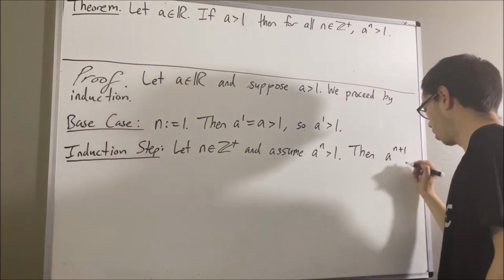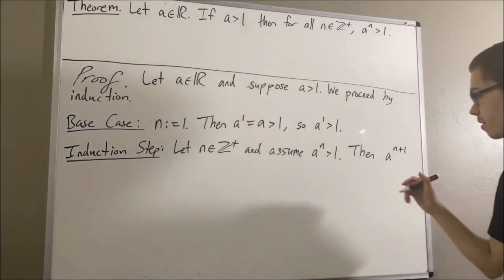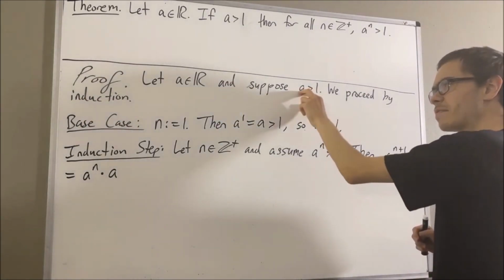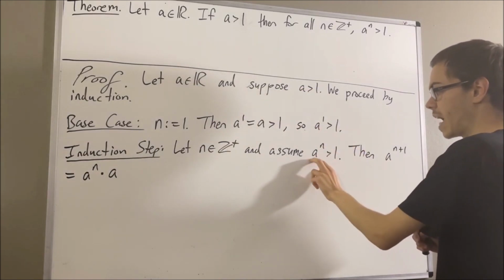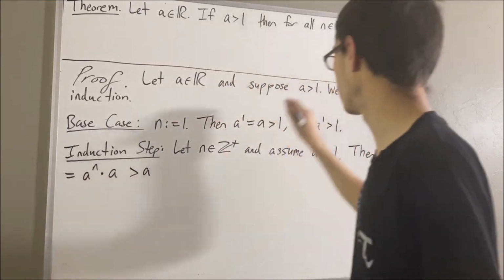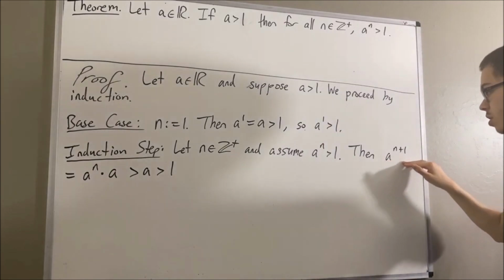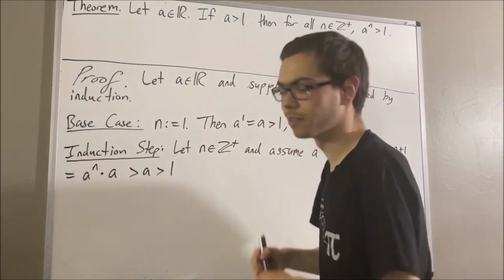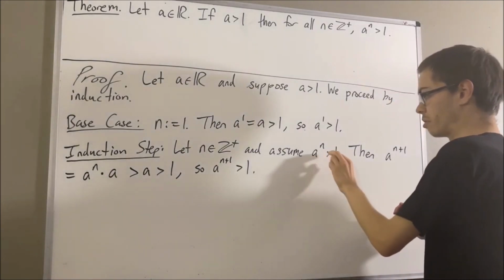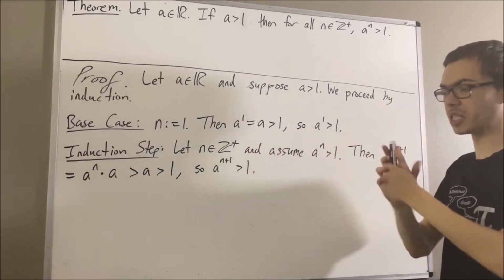To see how that comes together, let's start out by writing a to the power of n plus 1. Well, we know that a to the power of n plus 1 is equal to a to the power of n times a. And if we take this inequality and multiply the positive number a on both sides, we get that a to the power of n times a is greater than a. And a is greater than 1. So as you can see, we have established that a to the power of n plus 1 is greater than 1. So what we've done here is we have shown that this is true where instead of n, we have n plus 1. And that was the whole goal of the induction step. So this completes the induction step.